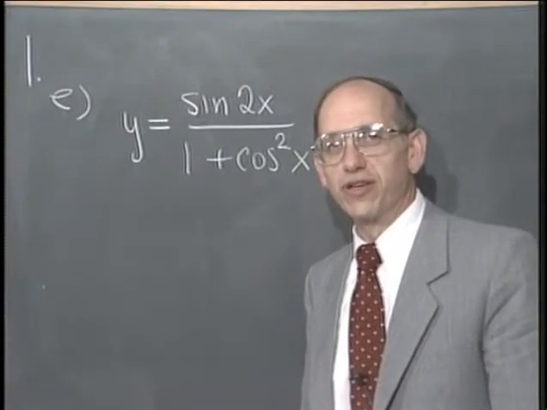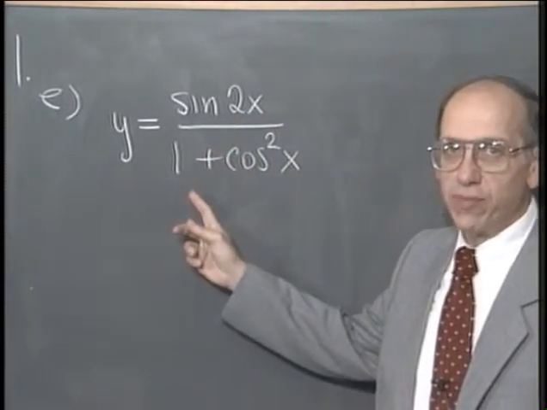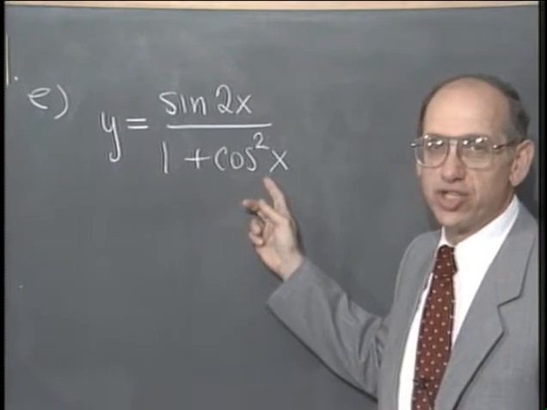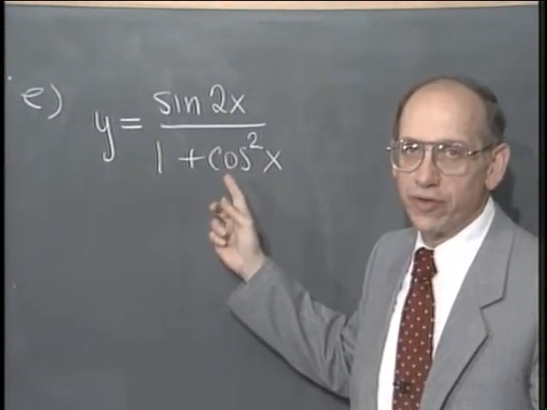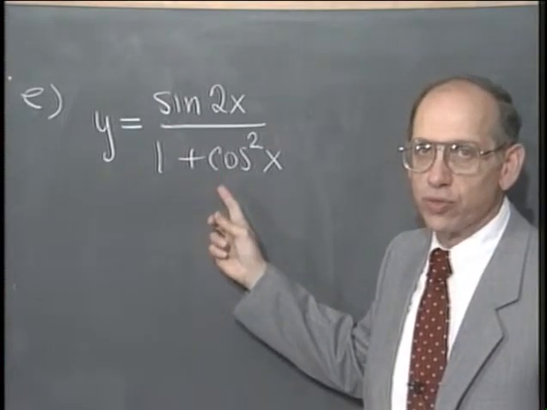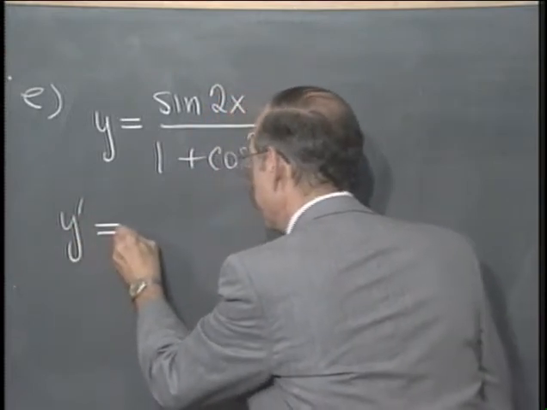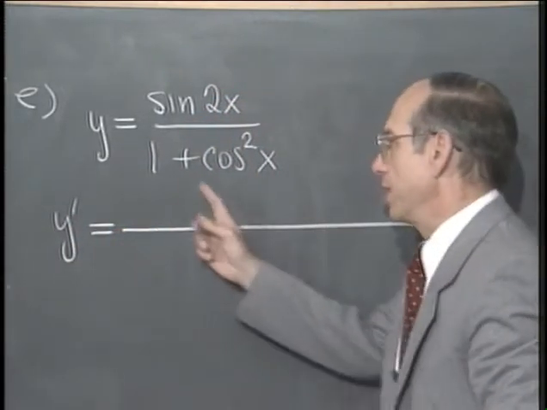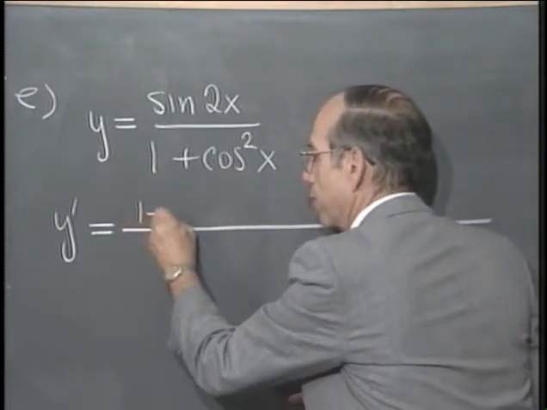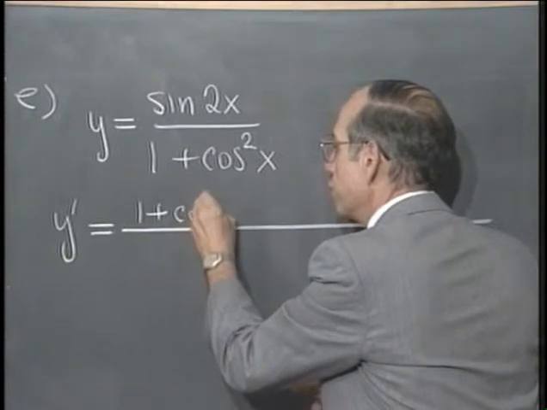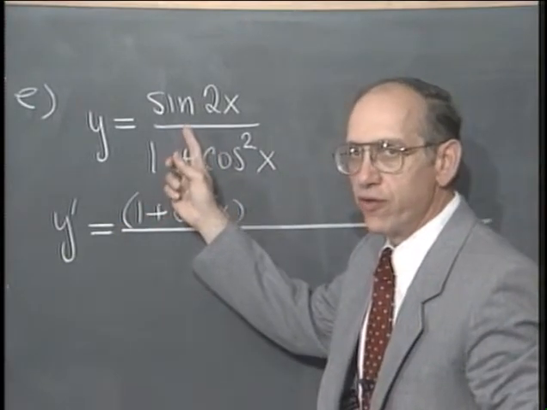1e is an interesting looking function. We have y equals sine of 2x divided by 1 plus the cosine squared of x. So we have a quotient, and if we're going to find the derivative, we must use the quotient rule first. Y prime is equal to, remember the quotient rule. We start with the denominator, 1 plus cosine squared x. We multiply this by the derivative of the numerator.